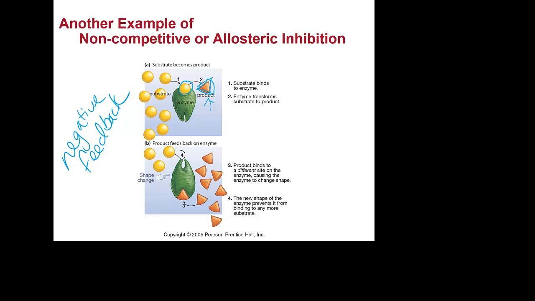The idea with negative feedback says if we build up too many orange triangles, an orange triangle is actually going to act as a non-competitive or allosteric inhibitor. And when it does, it changes the shape of the enzyme. The yellow ball no longer fits, and we stop making yellow circles into orange triangles. When do you think we'll start again?